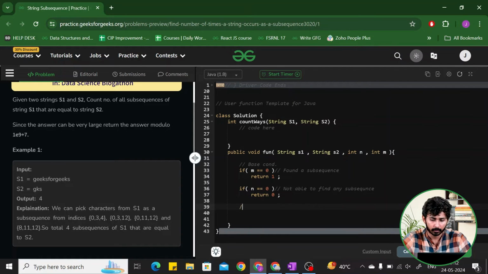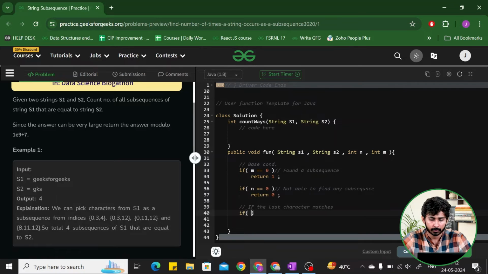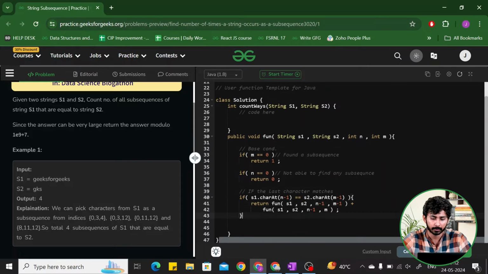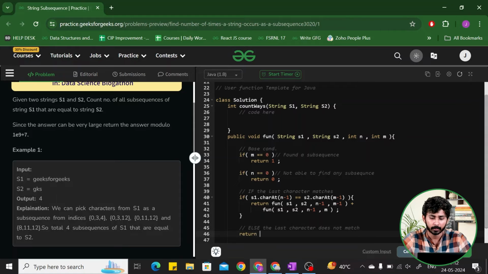Now, the possibilities. If the last character matches, so if S1 dot charAt n minus 1 equals S2 dot charAt m minus 1, then I will make two recursive calls. I'll pass S1, S2, and I will discard both the last characters because they are matching, or I can discard only the last character of S1. So fun S1, S2, and n minus 1. I'll keep S2 as it is, and I'll return this value. Else, if the last character does not match, I will just discard the last character of S1 in this manner.